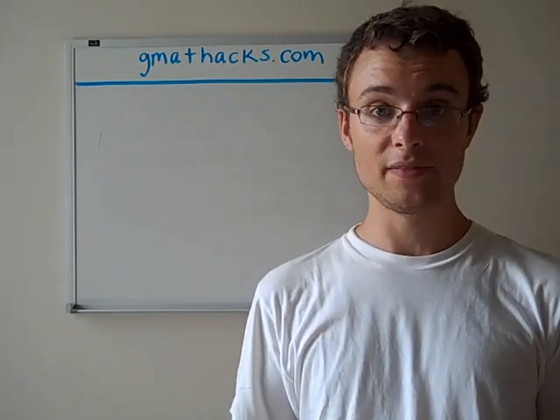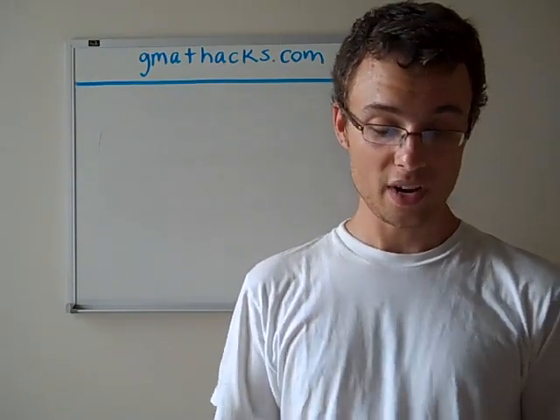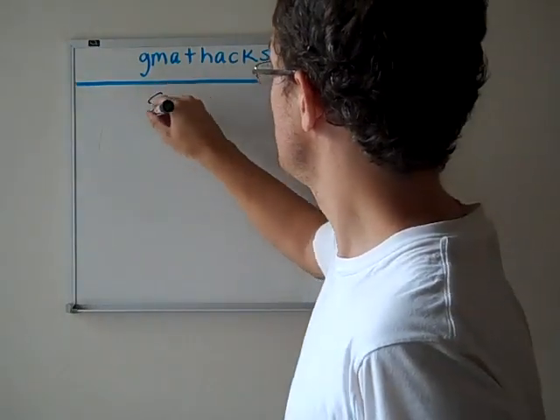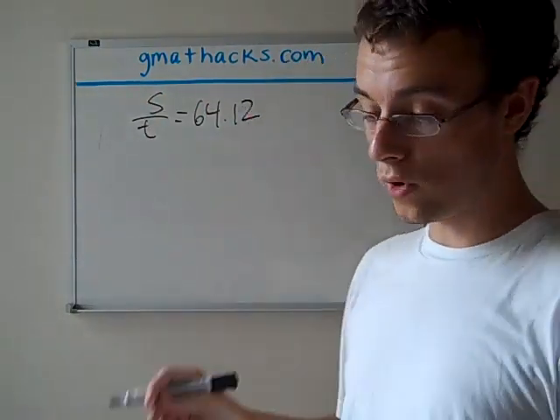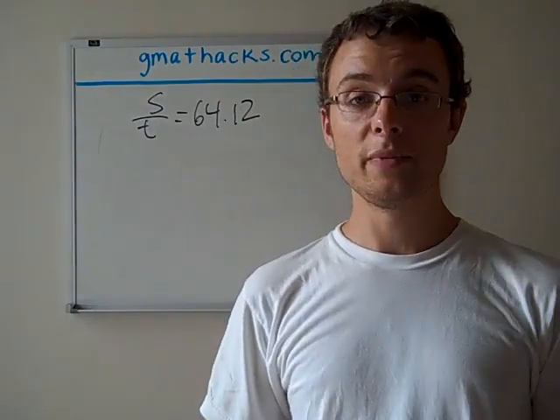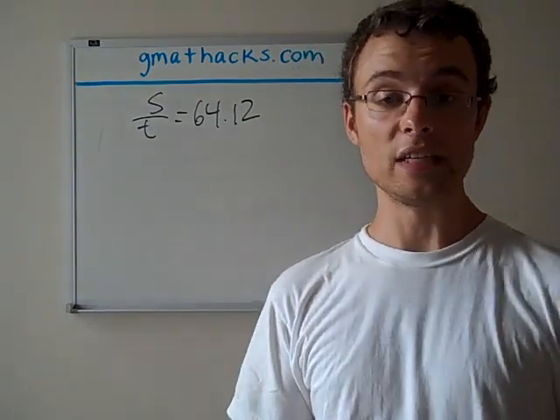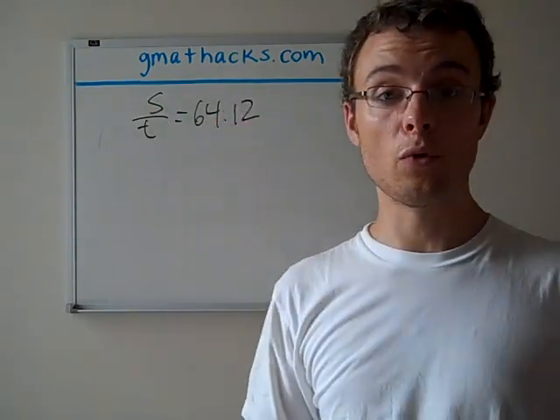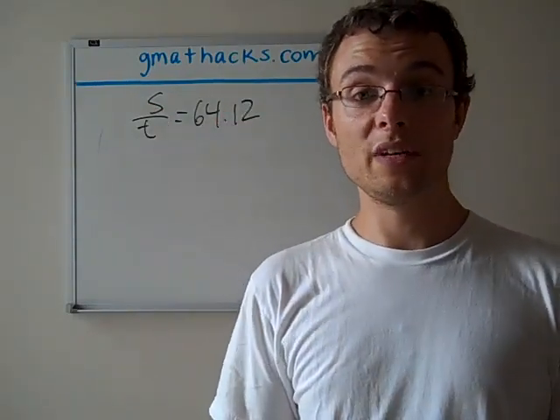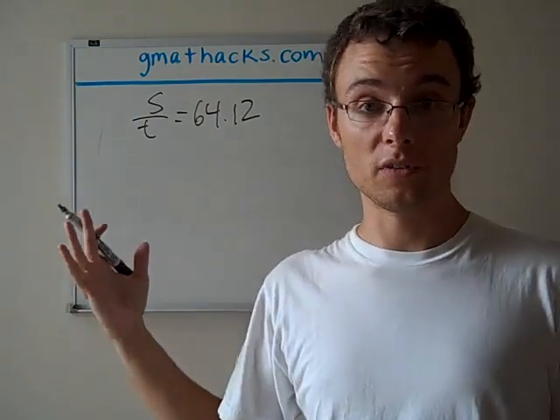If s and t are positive integers, that is whole numbers, such that s over t is 64.12, which of the following could be the remainder when s is divided by t? So we know that when s is divided by t, the answer is 64.12, but we don't know what that means in terms of a remainder. We only have it in terms of a decimal.